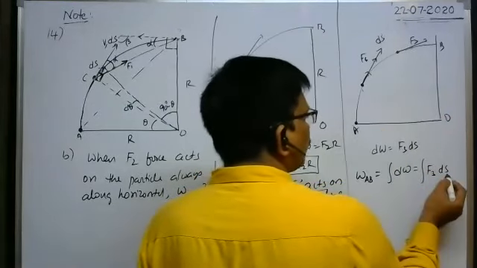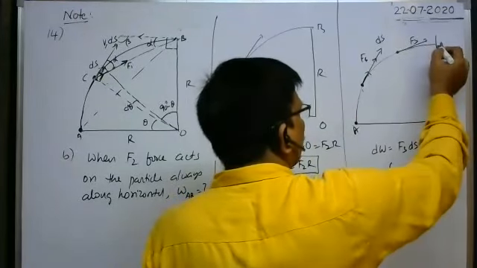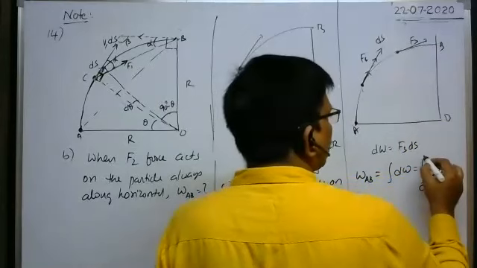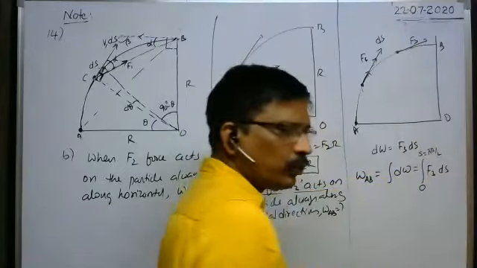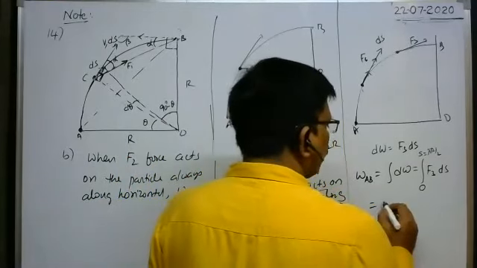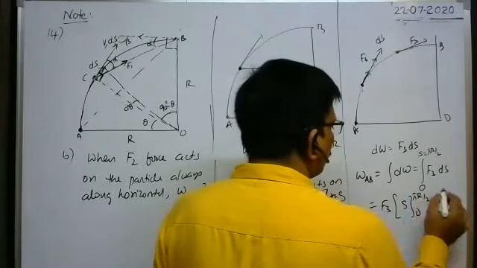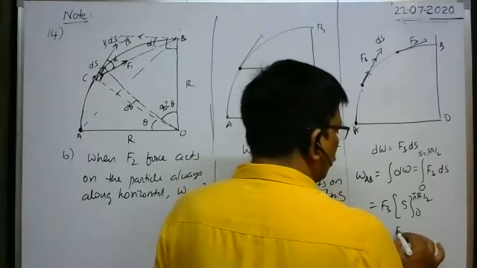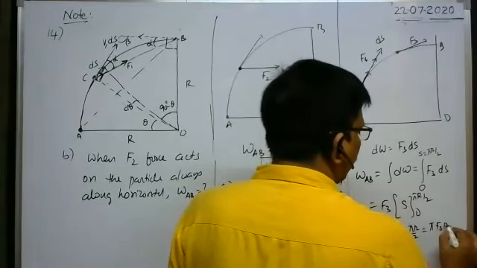Limits: as we are integrating with respect to distance along the arc of the circle, whenever the particle is here, displacement of the particle is 0. Whenever the particle reaches the point B, the distance traveled along the tangential path is equal to the length of this arc, that is s equal to pi r by 2. One quarter of the circle means one fourth of the circumference, 2 pi r by 4, that is pi r by 2. Therefore, this is equal to F3, which you write outside, into integral ds, that is s, limits 0 to pi r by 2. Therefore, work done in this process is equal to F3 into pi r by 2, that is equal to pi F3 r by 2.